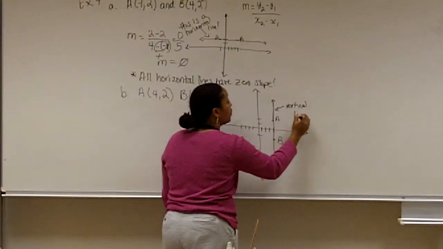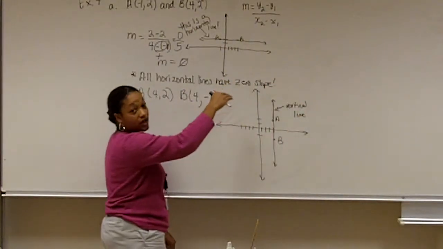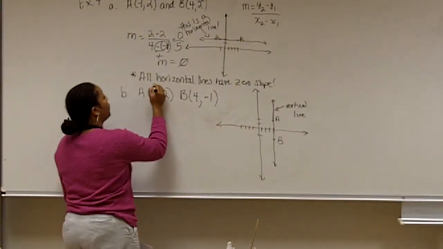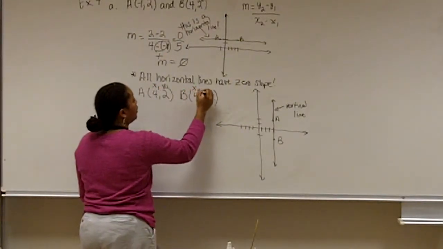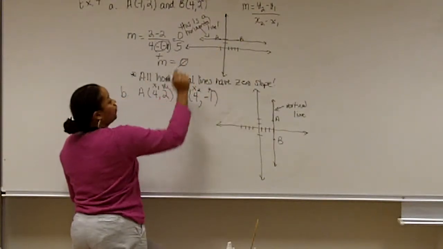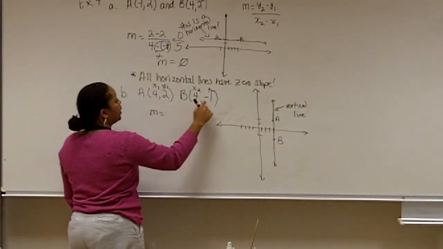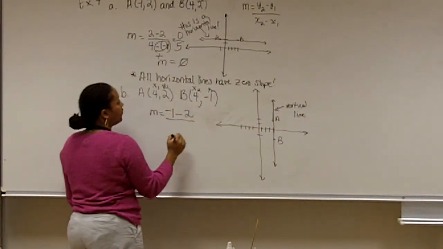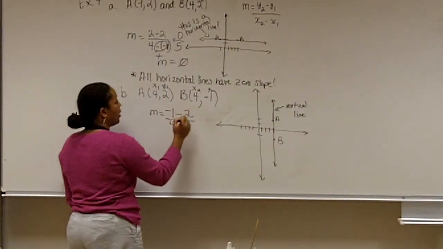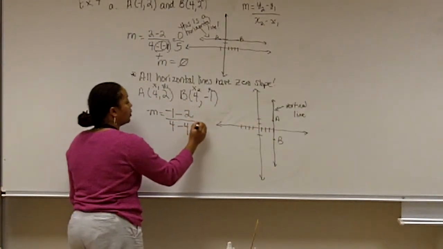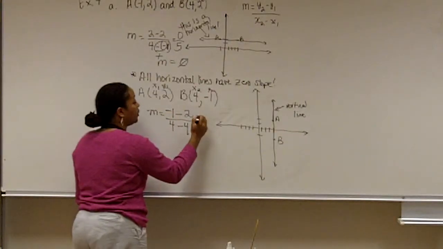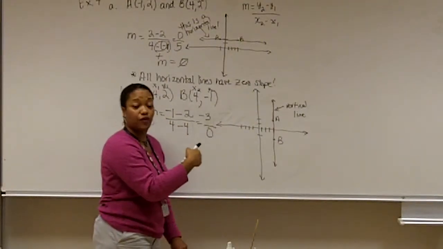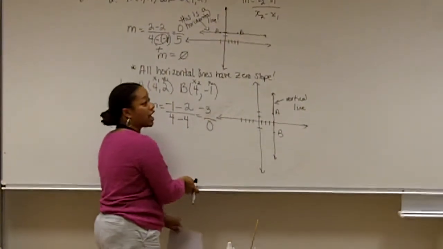All right. Now we know that vertical lines are special cases, just like your horizontal lines. Let's find out what the slope is of this line. Label your points. My formula, well, you got it still on your paper. Y2 minus Y1 divided by 4 minus 4. Well, -1 minus 2 gives you -3. 4 minus 4 gives you 0. Put -3 divided by 0 in your calculator.